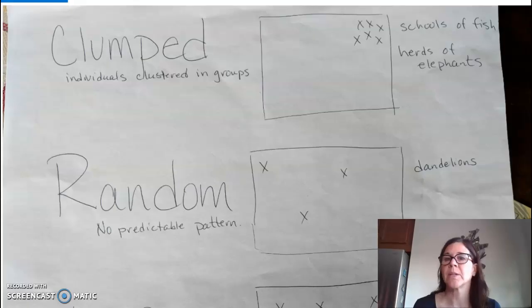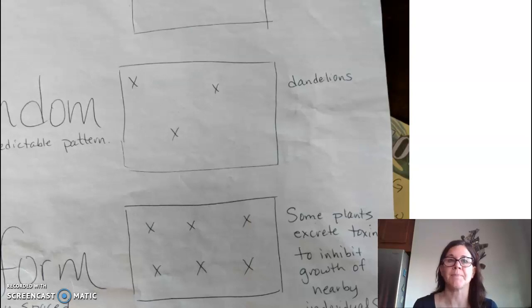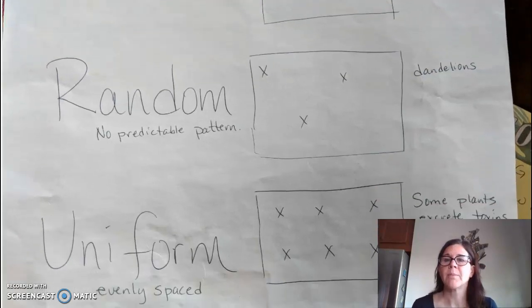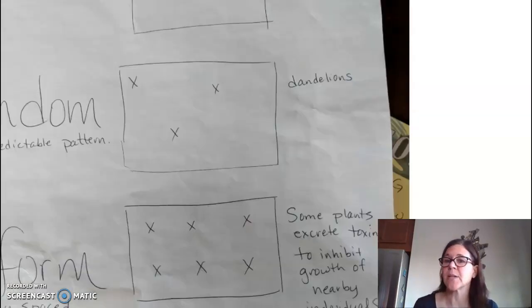Distribution may be clumped when individuals are clustered in groups like schools of fish or herds of elephants. It may be random when you have maybe a dandelion here or there with no predictable pattern, or it may be uniform, and that would be evenly spaced. Some plants excrete toxins to inhibit the growth of nearby other plants, and so there you have a uniform example.